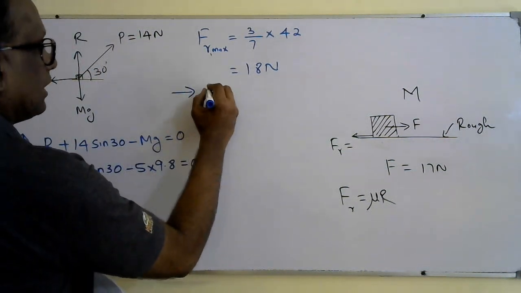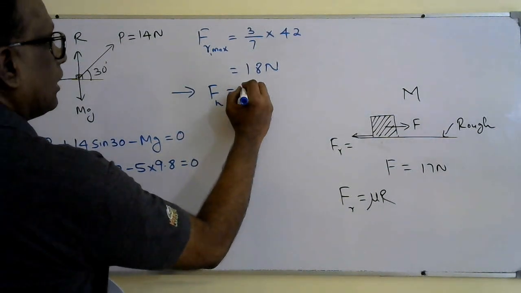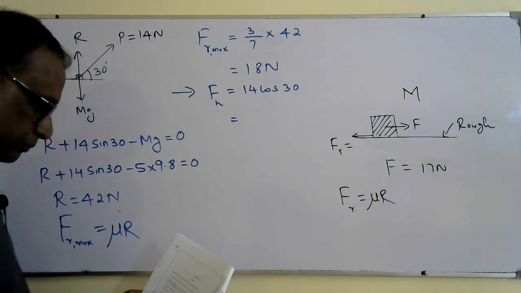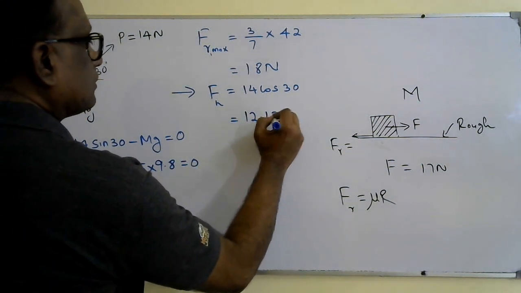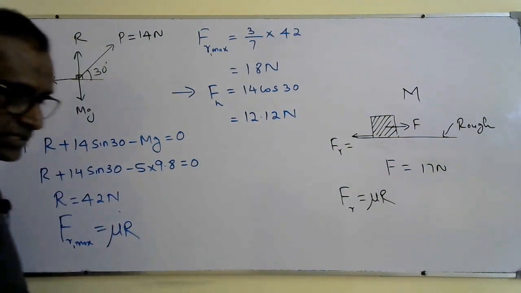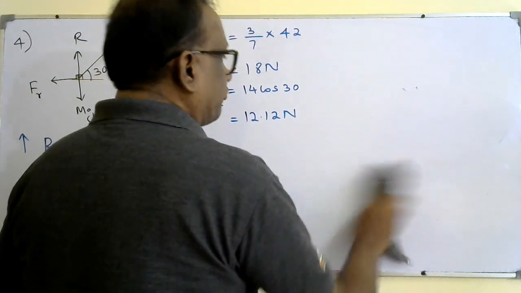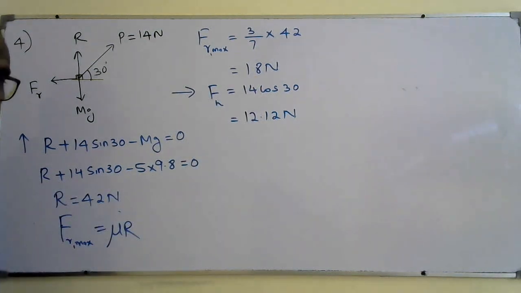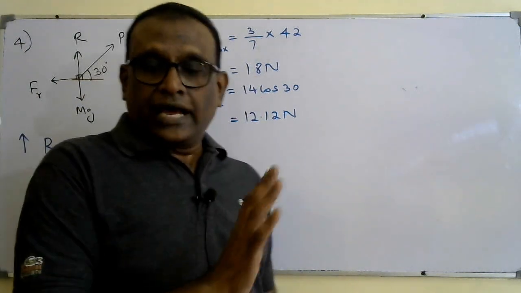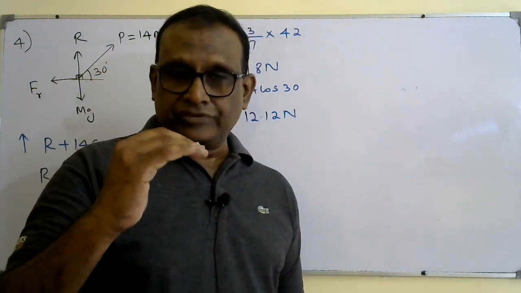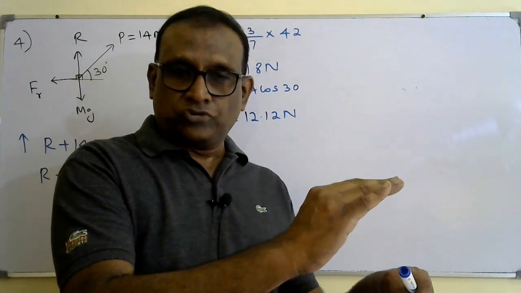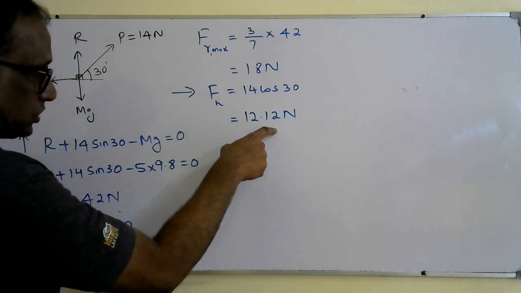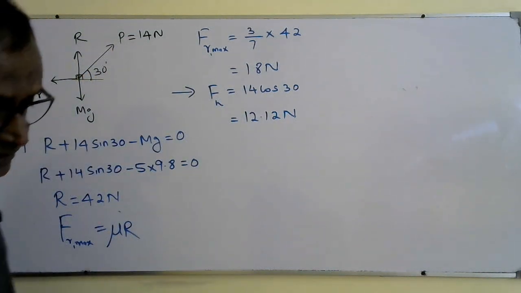So the horizontal force FH equals 14 cos 30, which will be 12.12 Newton. There are no other horizontal forces. Since the horizontal force, 12.12 Newton, is less than the maximum friction of 18 Newton, the friction will be 12.12, because until it reaches the limiting friction, when you increase the force, the friction also increases. So the friction will be equal to 12.12 and it will keep the object at rest.